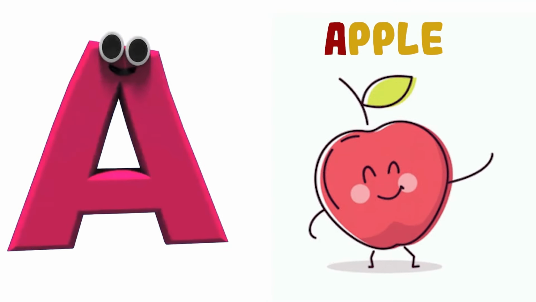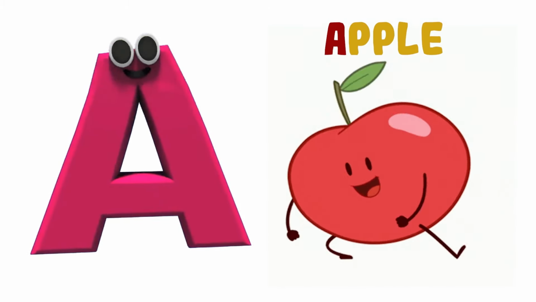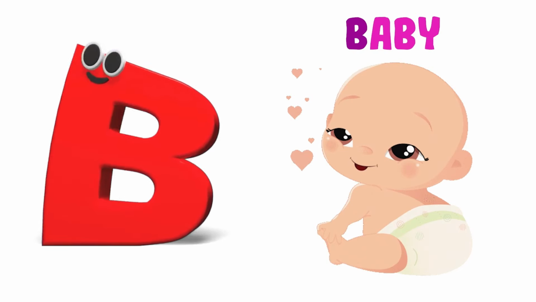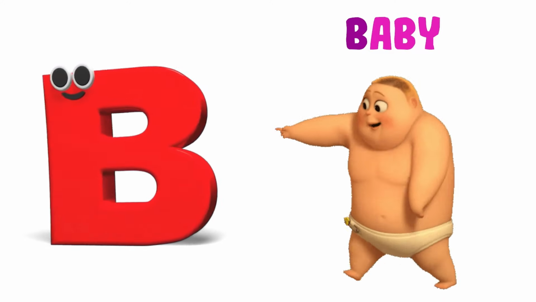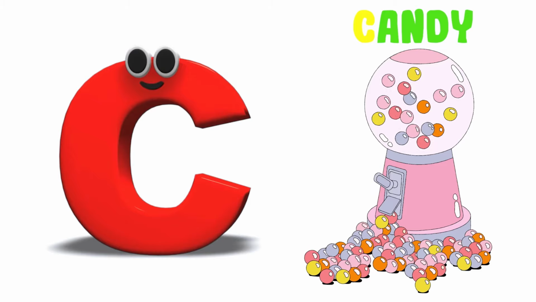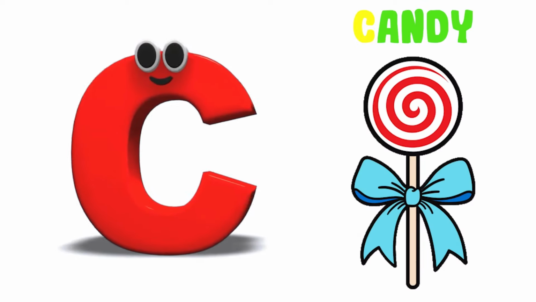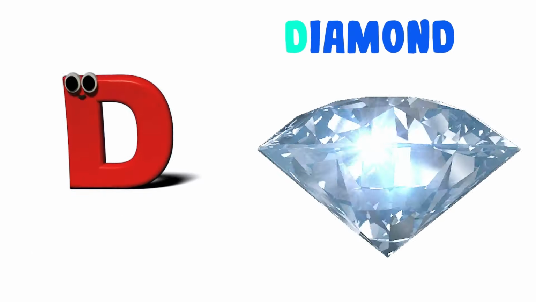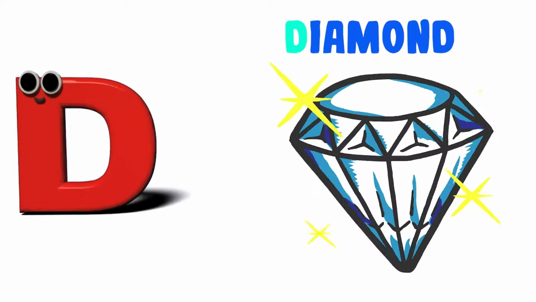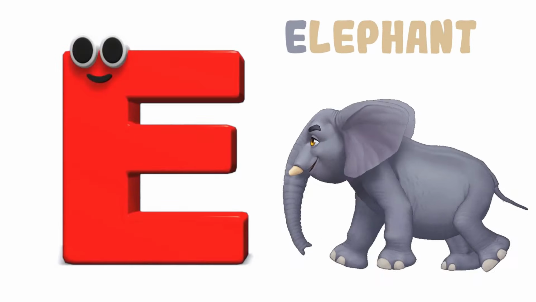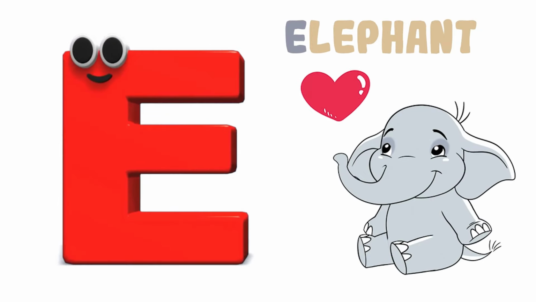Do it again. A is for apple. A, apple. B is for baby. B, baby. C is for candy. C, candy. D is for diamond. D, diamond. E is for elephant. E, elephant.